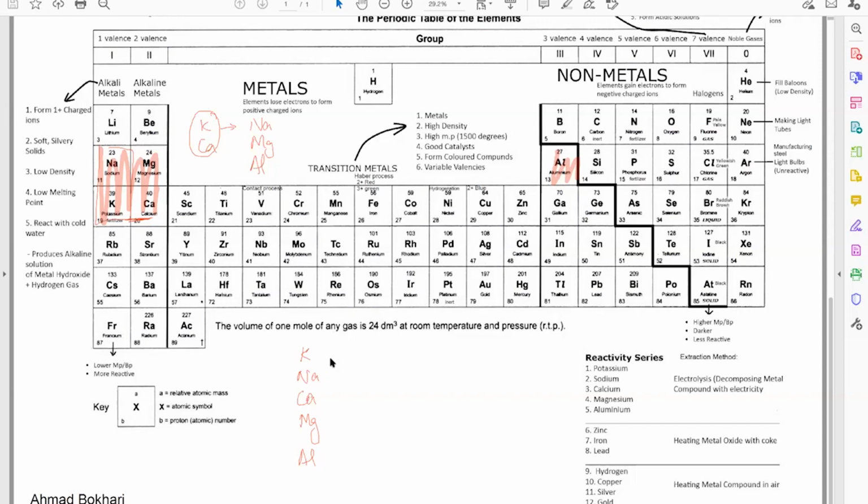But remember one thing, that all of these are highly reactive compared to other metals in the periodic table, which is why whenever we want to extract them, we use a chemical technique called electrolysis, and we will have a few lessons on electrolysis. It's a very easy chemical technique, a brilliant technique. So we use it to extract these metals. All right.